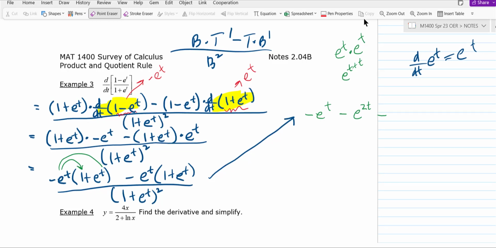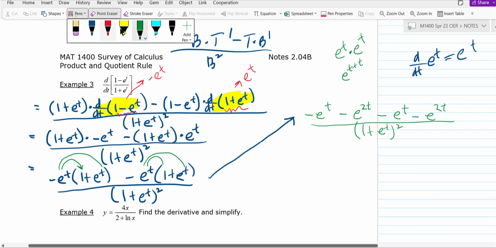So now we go to the next thing. We have e to the t times 1. So that's minus e to the t. Okay. And then here it is again. Negative times positive is negative. E to the t times e to the t is e to the 2t. Okay. So we have that. That's the part of the problem that students sometimes slip up on, okay? All right, so that's real important.